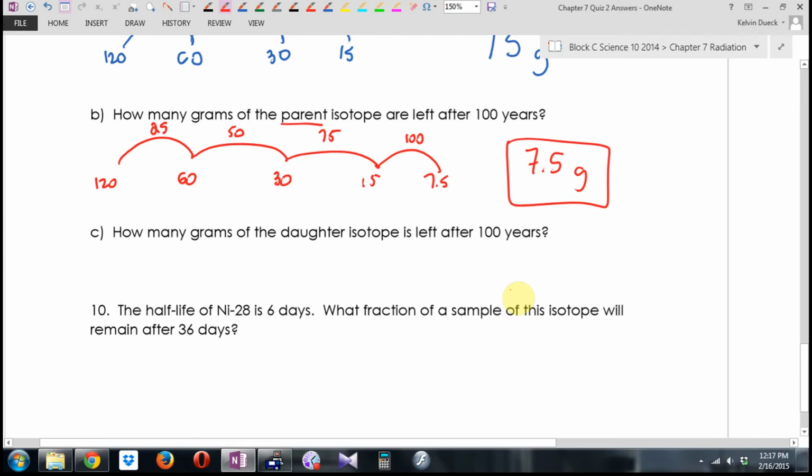How much of the daughter is left? Well, we started off with 120 grams. We have 7.5 grams of the parent. The rest must have decayed into the daughter isotope. 112.5? Is that right?